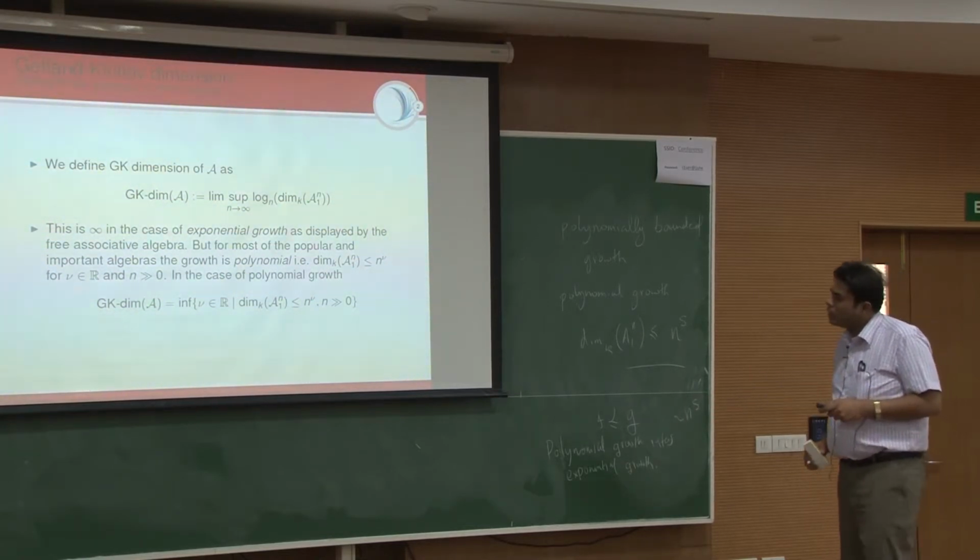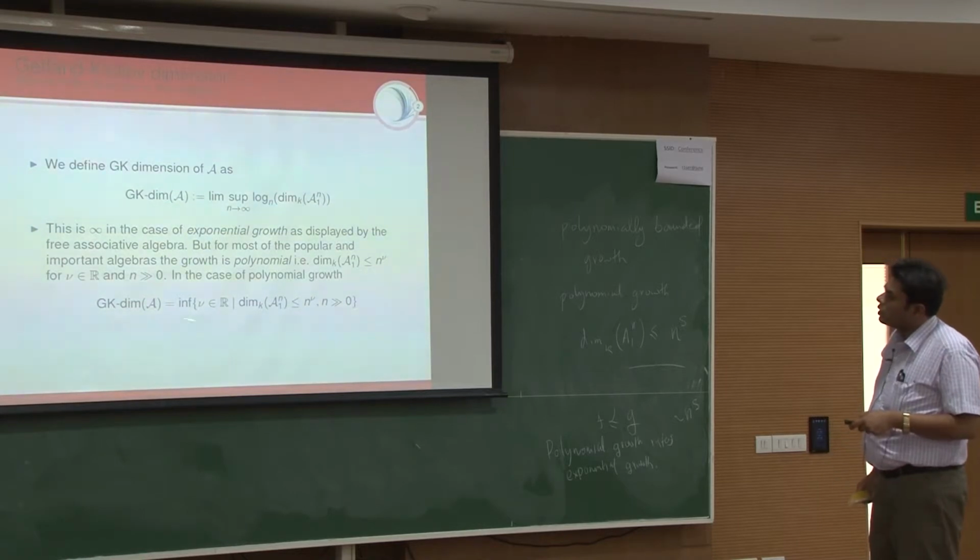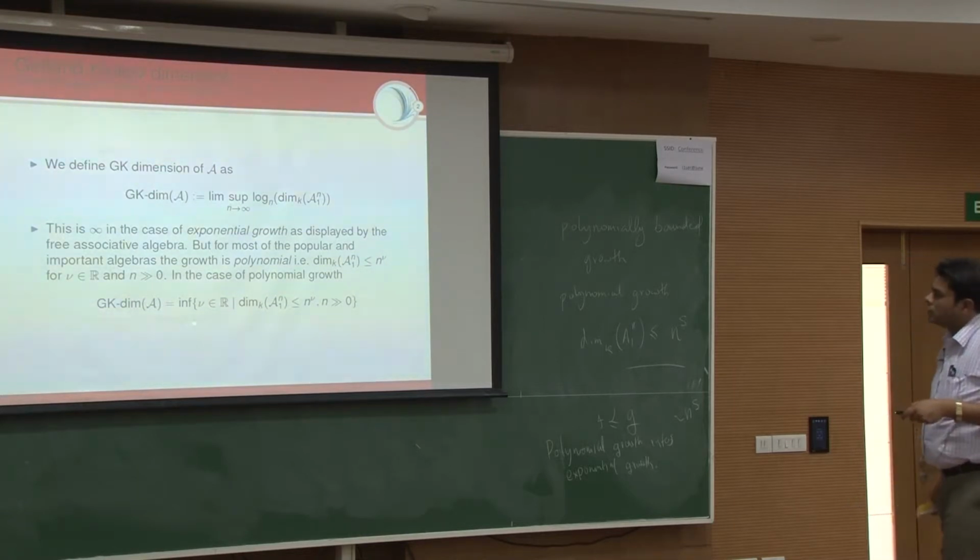Okay, so there is an alternative definition of this dimension, which can be shown to be equivalent to this by means of some basic calculus. It is given by this infimum, in the case of polynomially bounded growth.